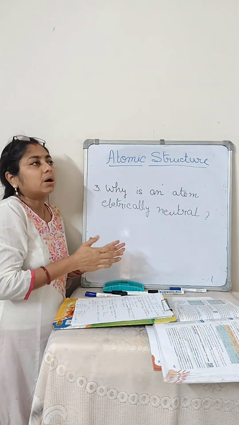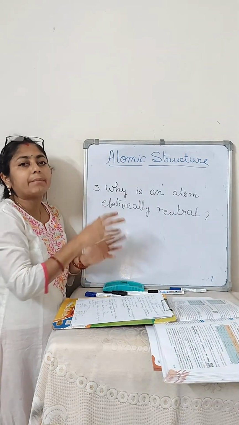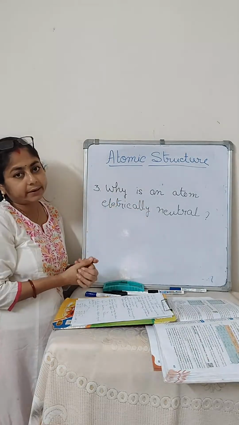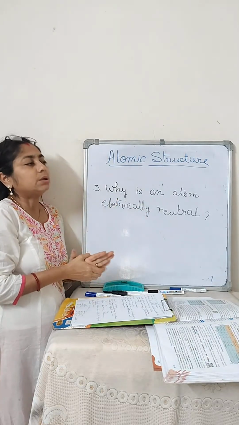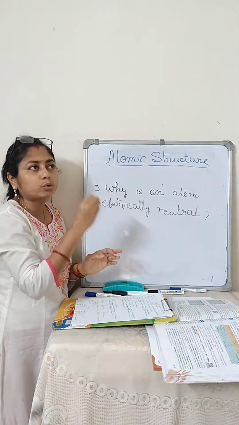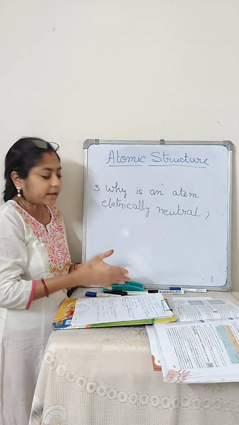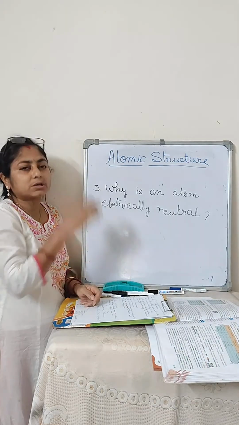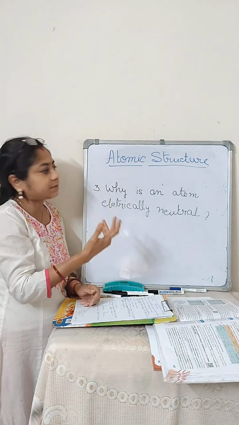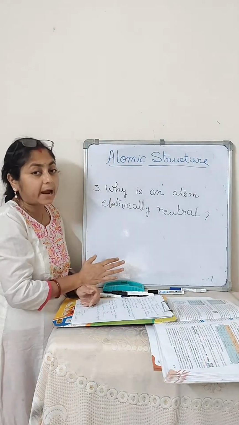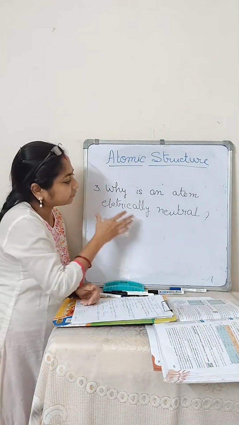Simple. In the atoms, the number of protons and the number of electrons are the same. Proton carries positive charge and electron carries negative charge. It means positive charge and negative charge neutralize each other, so the atoms are electrically neutral.